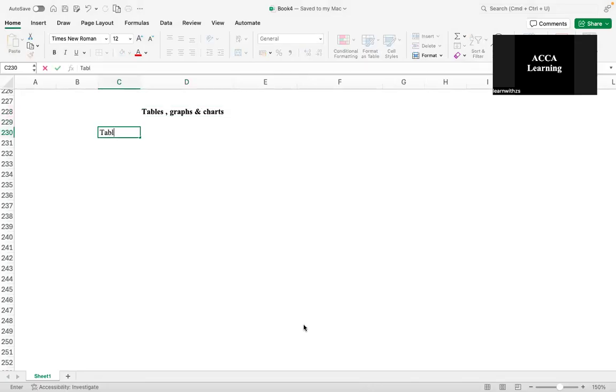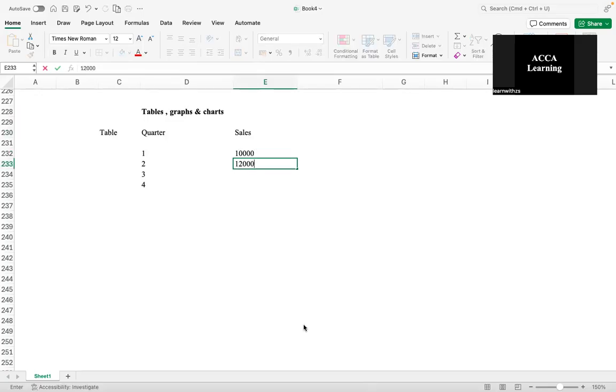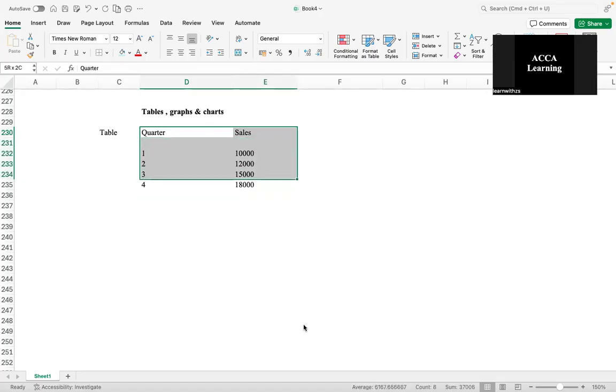So a table, all right? A table is very simple. It is a simple way of presenting data using rows and columns. So now let's create a table. This column is quarter and this column is sales. We could do quarter 1, 2, 3, 4. And then we could have sales here. Let's say 10,000, 12,000, 15,000, 18,000. Let's convert this into a table.